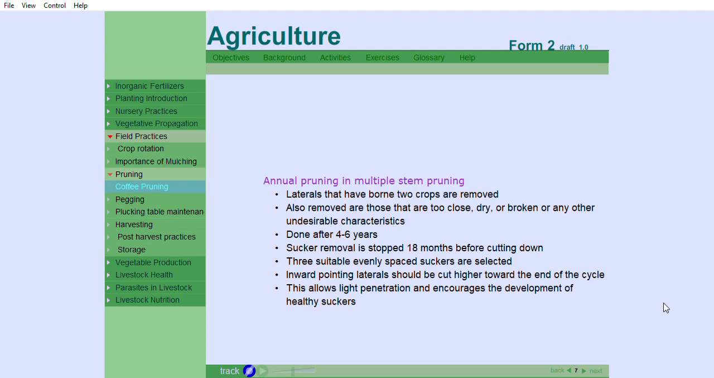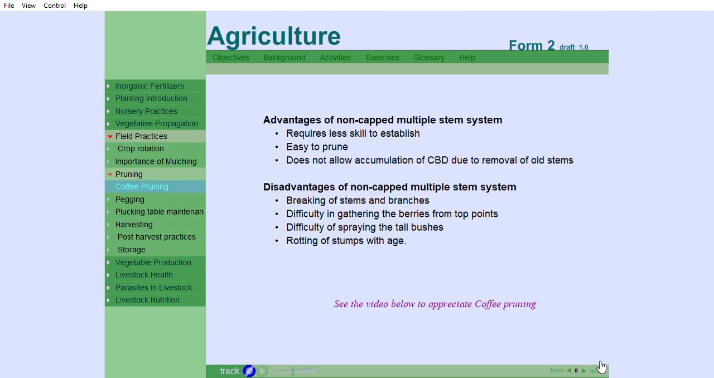Done after 4 to 6 years. Sucker removal is stopped 18 months before cutting down. 3 suitable evenly spaced suckers are selected. Inward pointing laterals should be cut higher towards the end of the cycle. This allows light penetration and encourages the development of healthy suckers.